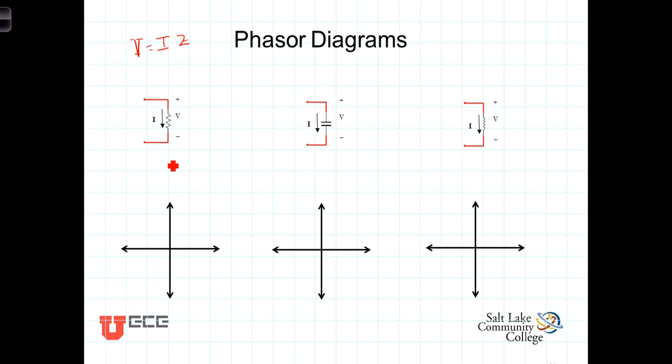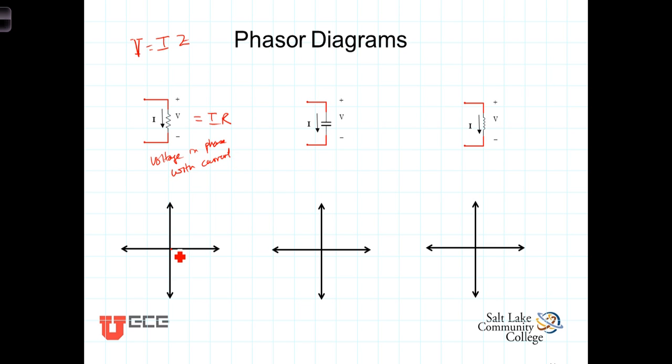Now, for example, in a resistor, the impedance is R, and V then is simply equal to I times R. R is a real number, so there is no phase term associated with the impedance of the resistor. And we say that the voltage is in phase with the current in a resistor.